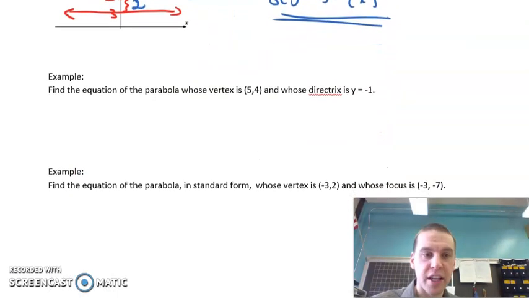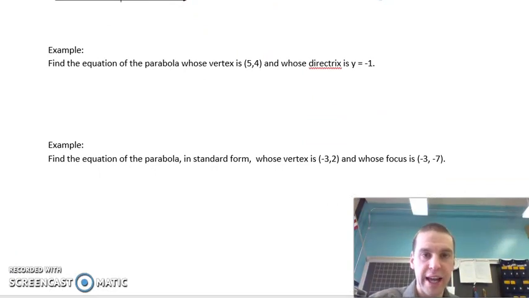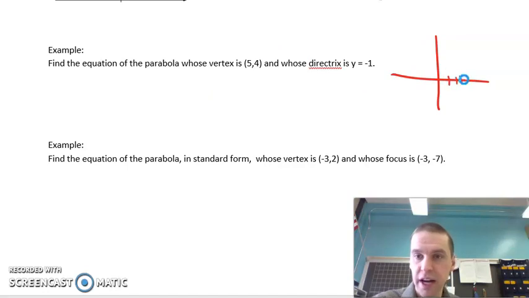So our final 2 examples here, we're looking at creating the equation. What are we given? And then create the equation. Again, I say you have to draw it. There's no other way to do it. So 5, 4, right here, the directrix is -1. So if I know the directrix is -1, I now know which way it opens. The vertex cannot be inside the directrix, so therefore we create it upwards. I now have to find the a value.